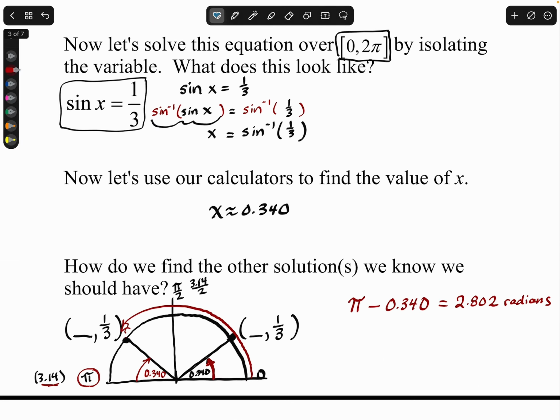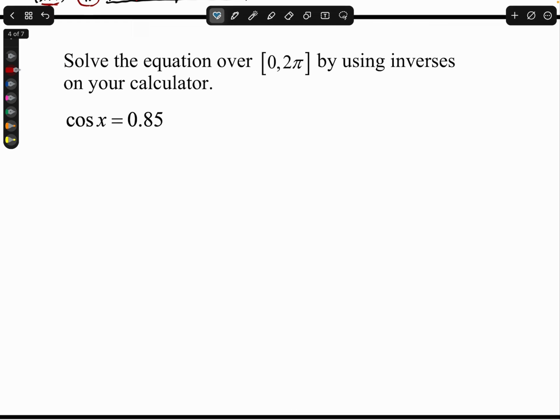So, two different methods, but we can get the same answers. What you probably want to start thinking about here is which one seems like it might be the easier one for you as we're working through this, okay? Let's go on to the next problem.